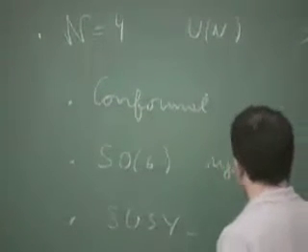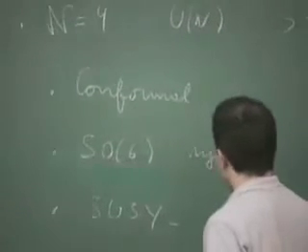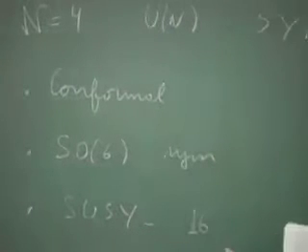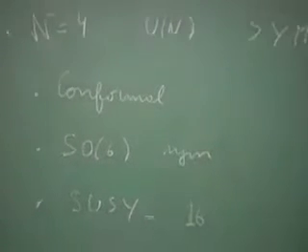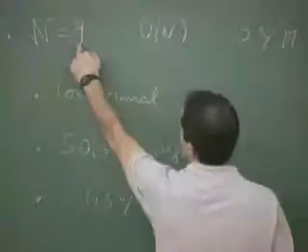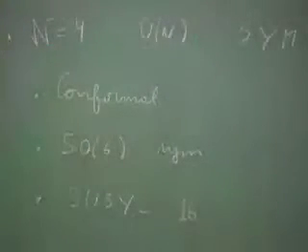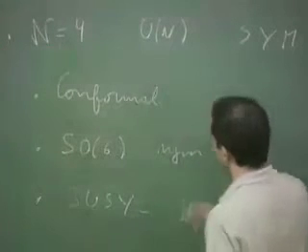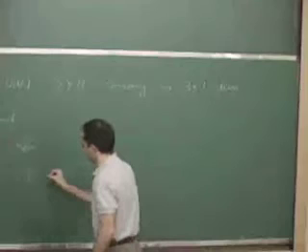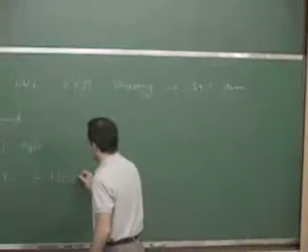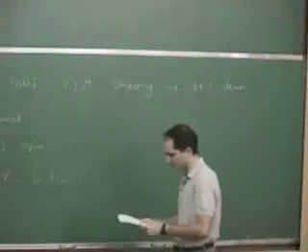So the number of supersymmetries is 16. Naively, you would say that this theory has 4 supersymmetries. In 4 dimensions, each supersymmetry has 4 components. So that's 16 supercharges. However, conformal invariance implies that there are 16 extra supercharges. And so in total, we have 32 supercharges.